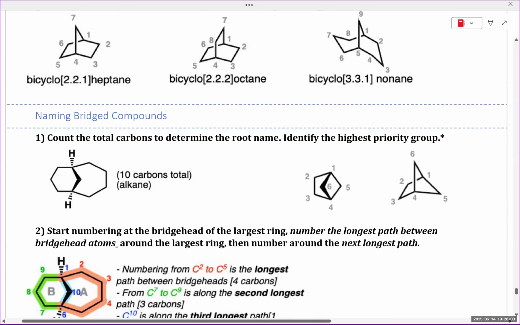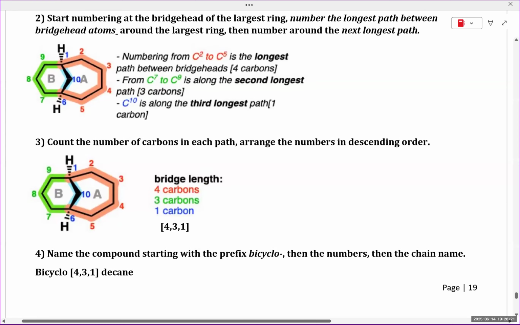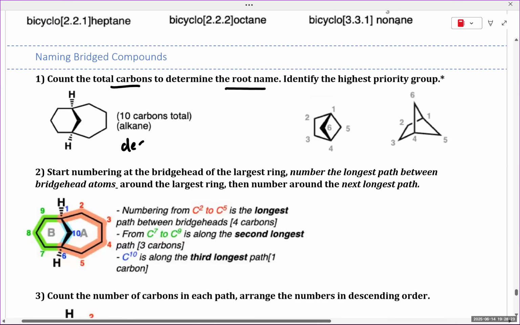So the first thing you're going to do is count the total number of carbons to determine the root name. For example, this is a 10 carbon ring, so for 10 carbons in this case, we're going to use the 10 carbon prefix, which, as we'll see later, is decane. Likewise, this ring system, depicted in these two ways, has 6 carbons. So we'll use the hexane name base.